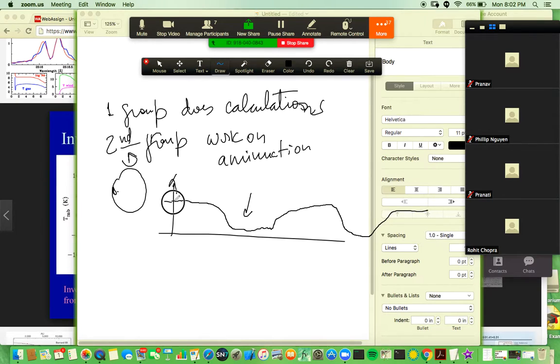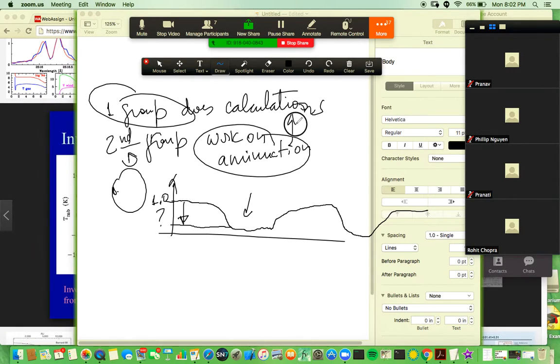And if you put relative units in here, so if you normalize this to 1, how deep this gap should be. So the first group should be able to give us that, and the second group should be able to work on the animation that matches the calculation done. Does that make sense?